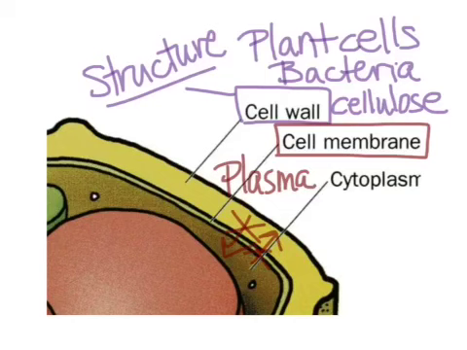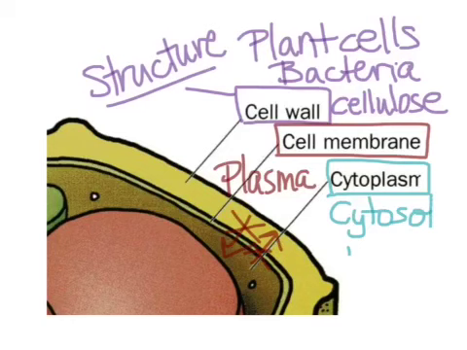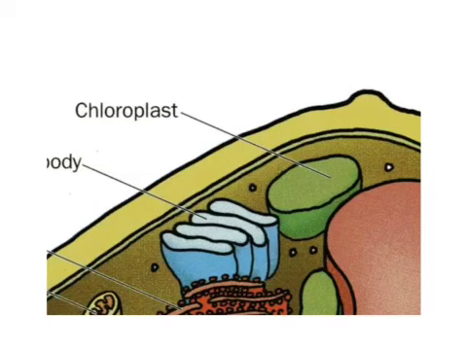This next label, the cytoplasm, also known as the cytosol, is a soup of stuff that's inside the cell. It has proteins, it has other molecules floating around, enzymes, but it's the soup that makes up the cell.